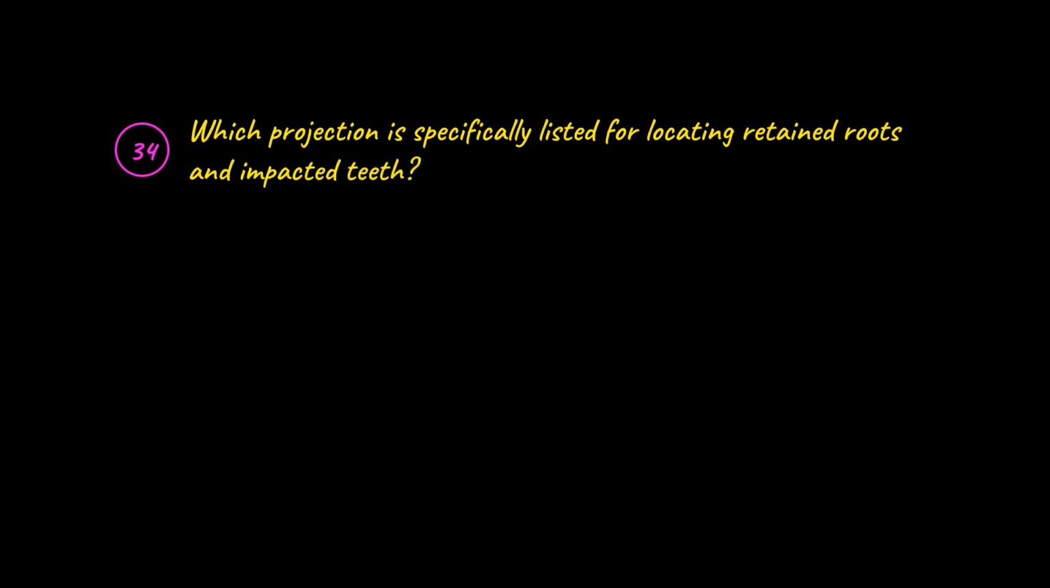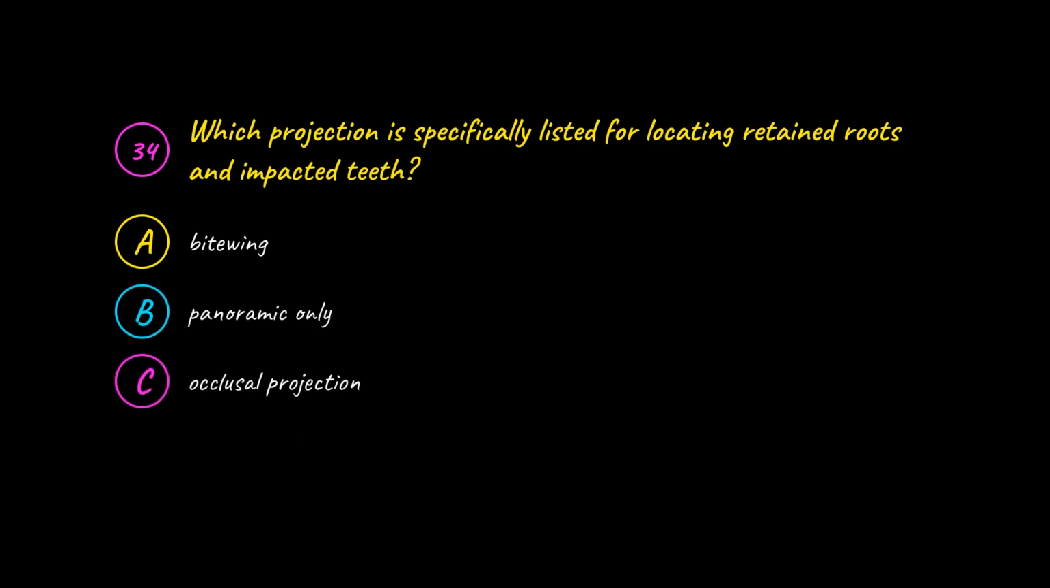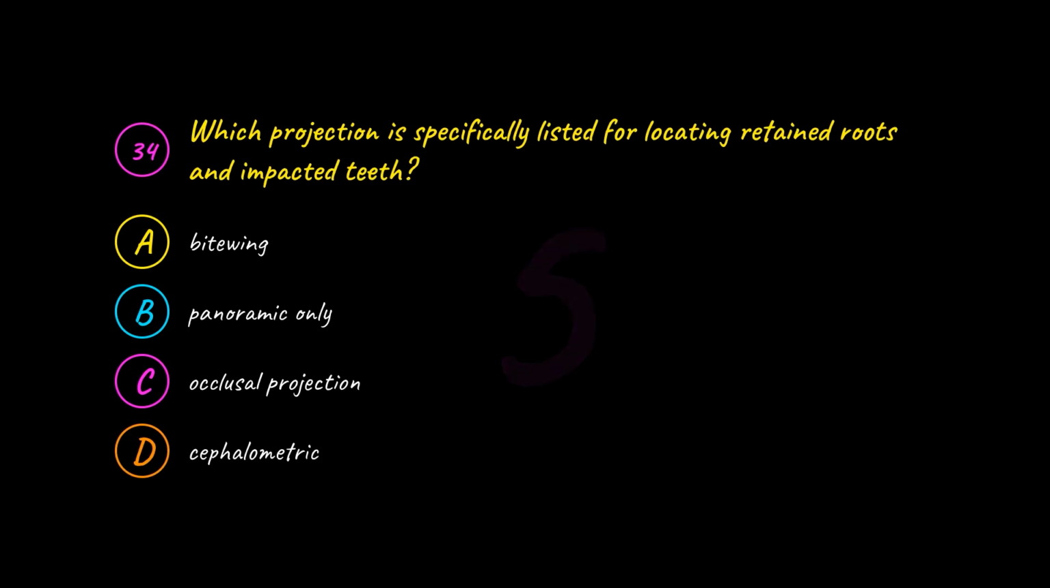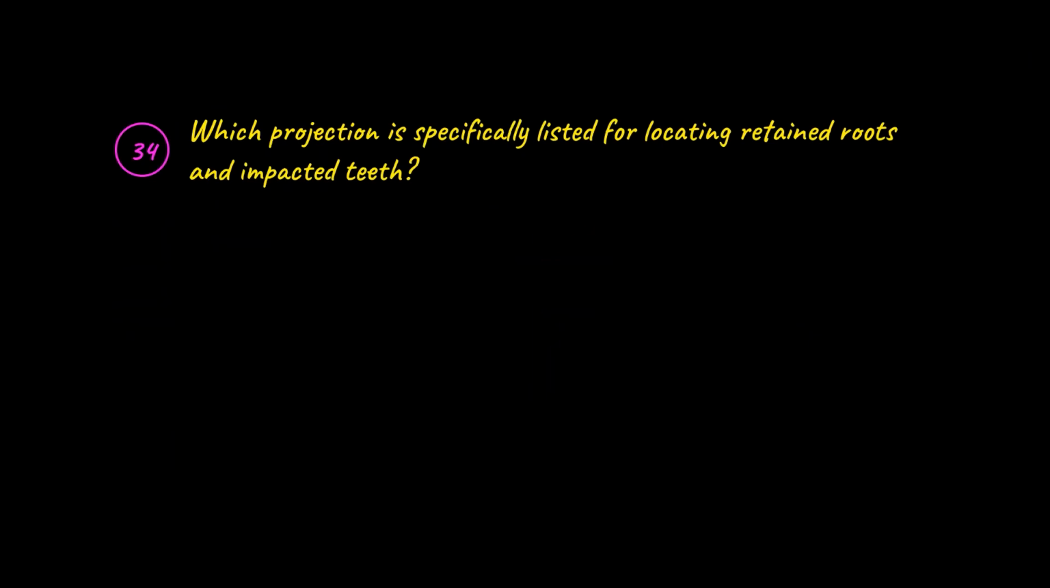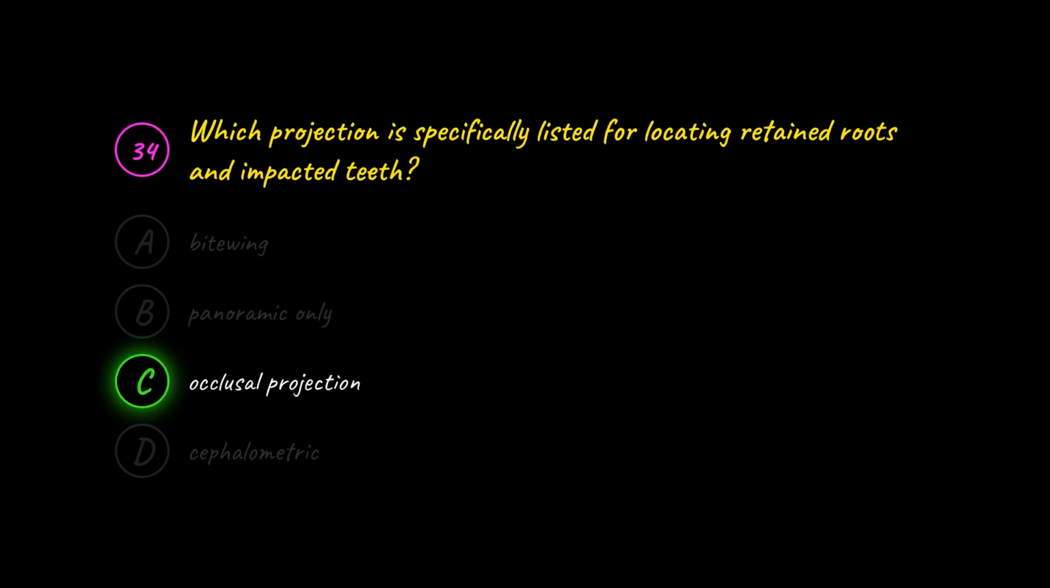Question 34. Which projection is specifically listed for locating retained roots and impacted teeth? Your options are A. Bitewing, B. Panoramic only, C. Occlusal projection, D. Cephalometric. Take a second. Which answer would you pick? The correct answer is C.